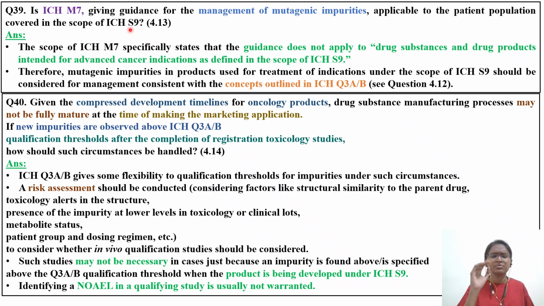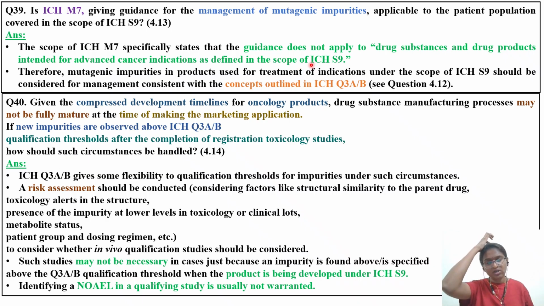See, ICH S9 is specific. That's why for all these guidelines, you should be well aware of what the scope is, to which type of case my guideline is applicable, and which type of case this guideline is not applicable. If you know these things, then it will be very easy. So the scope of ICH M7 specifically states that the guidance does not apply to drug substances as well as drug products, API as well as finished products, intended for advanced cancer indications as defined in the scope of the ICH S9 guidelines.